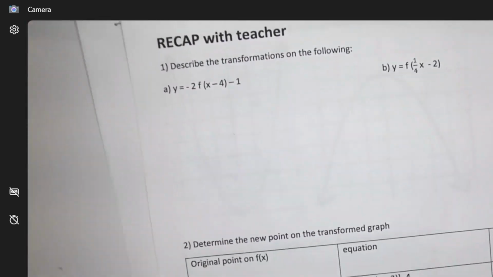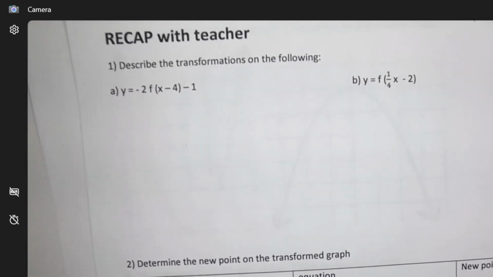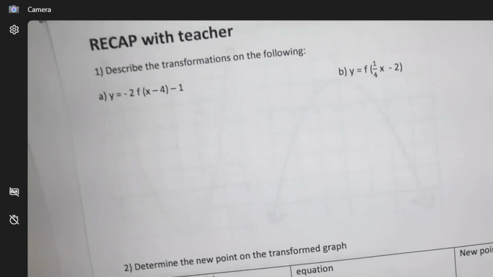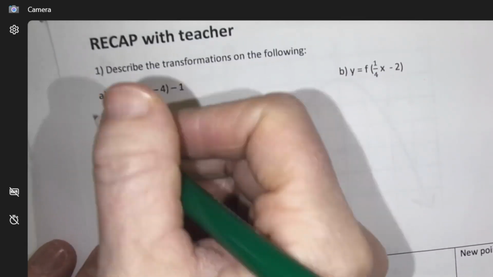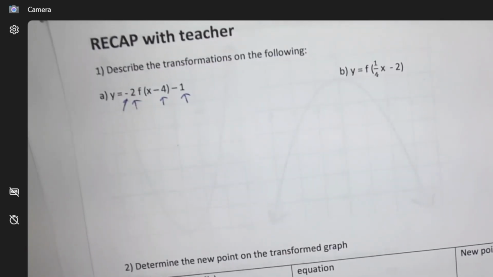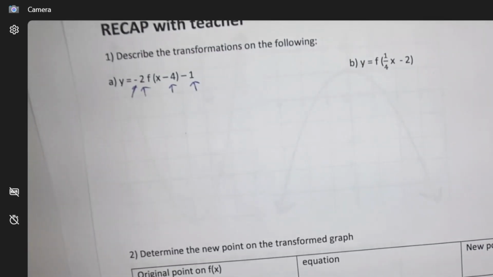Okay, naming the transformations. So these are all your word stuff. You can be doing compressions, shifts, reflections, left, right, up, down, all those kinds of things. You also need to understand the order. Anything that's a multiply or divide is before add or subtract, which means if you had to reflect or compress or stretch, that has to be before a shift. So this should have 1, 2, 3, 4 things written down. 4 things happen to it.